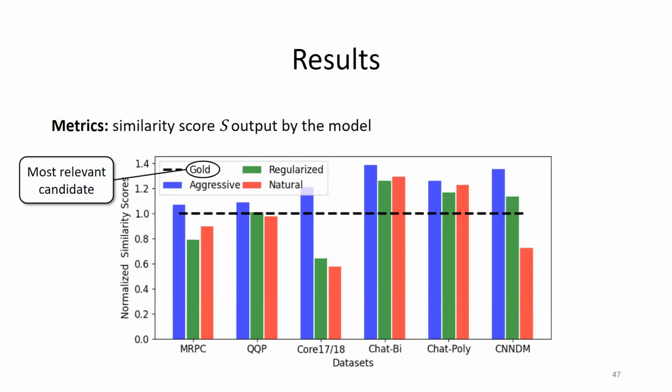respectively. And from this plot, you can see that the blue bars are always higher than the scores of ground truth for all datasets, which means the aggressive collisions are really effective. They can almost always be retrieved as the top relevant candidate. For the natural and regularized collisions, you can see their similarity scores are lower than the aggressive ones, but sometimes they can also be higher than the scores of ground truth. And even though their score is not as high, their rank among all possible candidates can also be high.